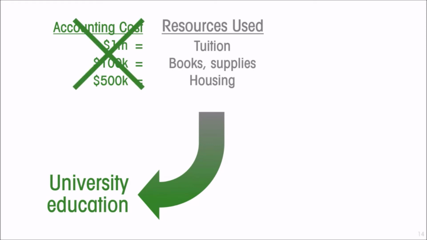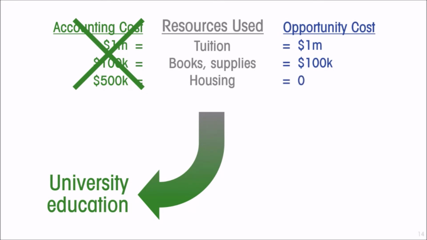But the opportunity cost is not the accounting cost. Opportunity cost has to be calculated differently. The opportunity cost is what would you have had otherwise if you had not gone to university? So you would certainly have had the tuition money in your pocket. So the 1 million counts. You would also have what you would have spent on books and supplies. So the 100,000 counts. But would you have had the rent money? Housing, after all, is something you will need whether you're in university or not. Housing is not a cost of being in university, it's a cost of just being. So the housing cost doesn't count.